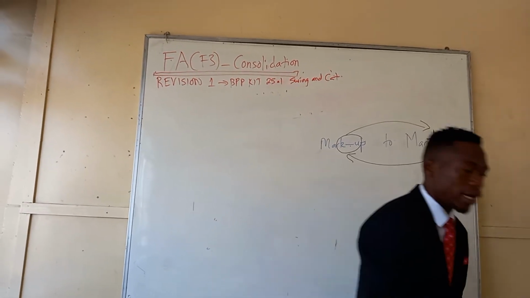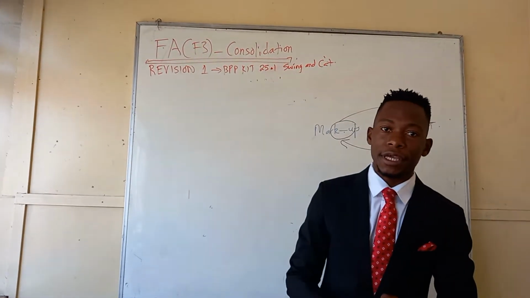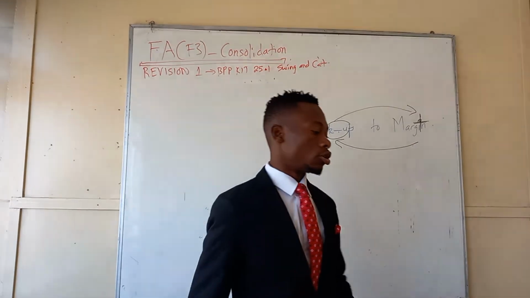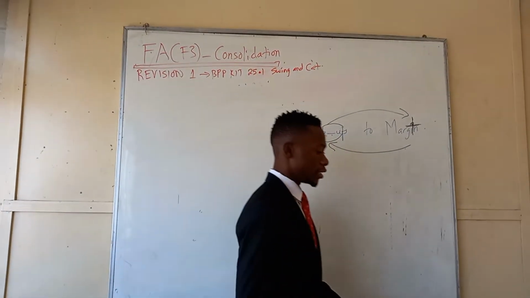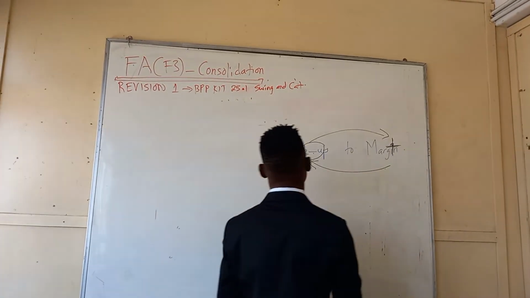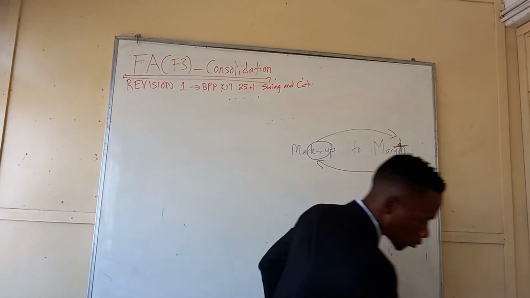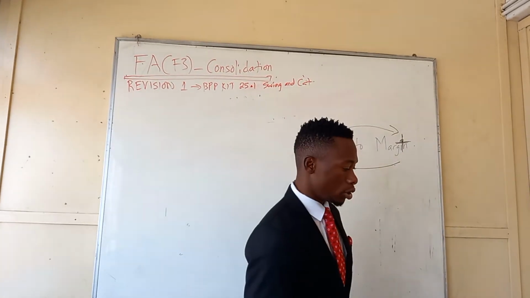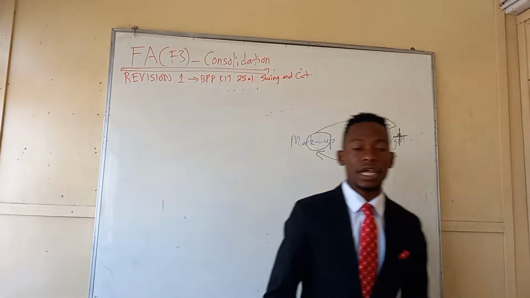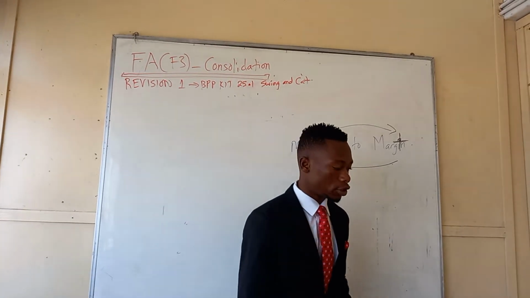So I do use both BPP and the Kaplan. Today allow me to use the BPP revision kit. Let's look at this question, Swing and Cat. So what are we required to do? We are required to prepare the consolidated statement of financial position and the consolidated statement of profit or loss.